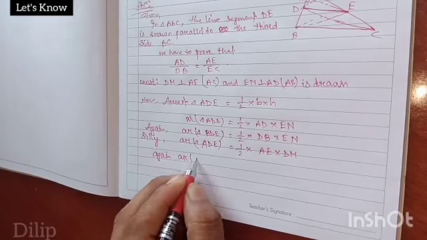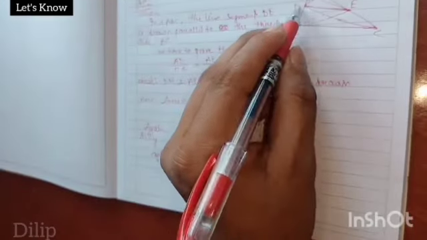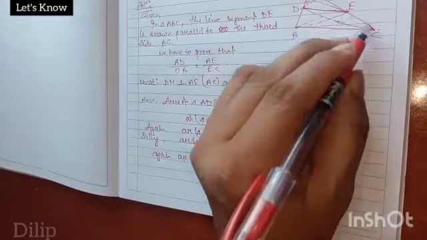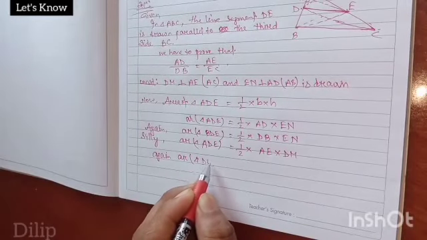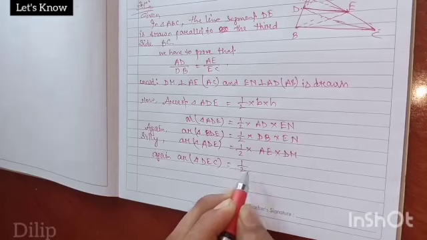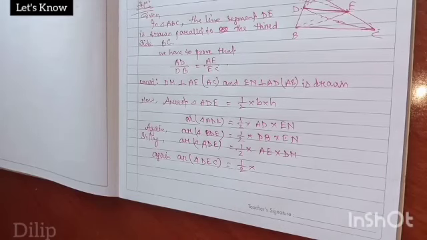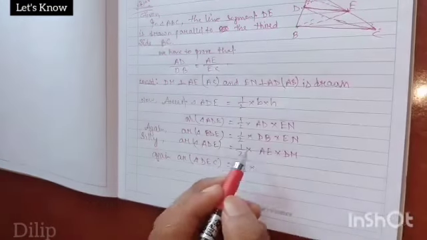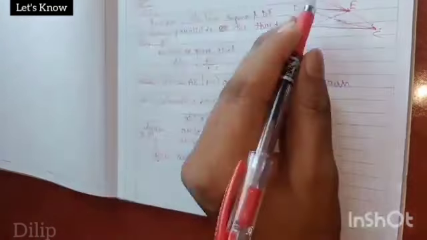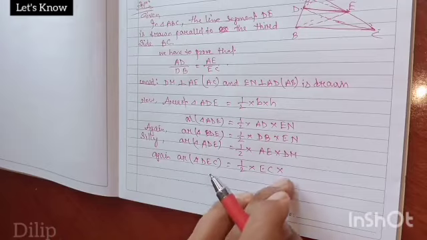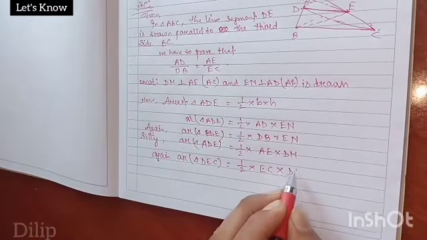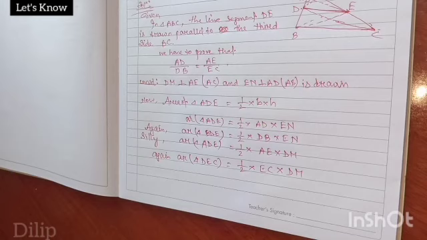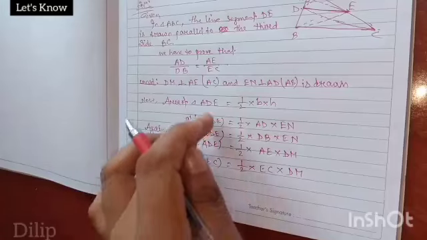Again, area of triangle DEC. Area of triangle DEC will be what? Half into base into height. So base will be EC, this one EC. First I have taken AE, and now you take EC. EC into, and the height we will take DM. Okay, DM is the height. Now see, you find out the ratio of these two triangles.